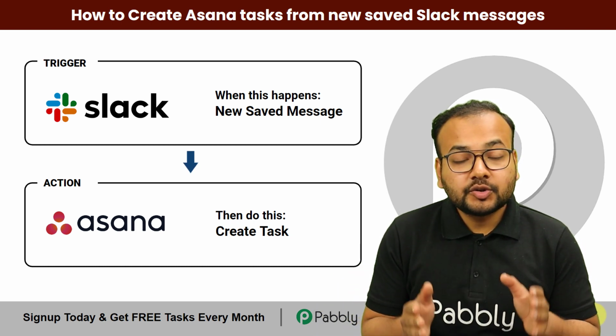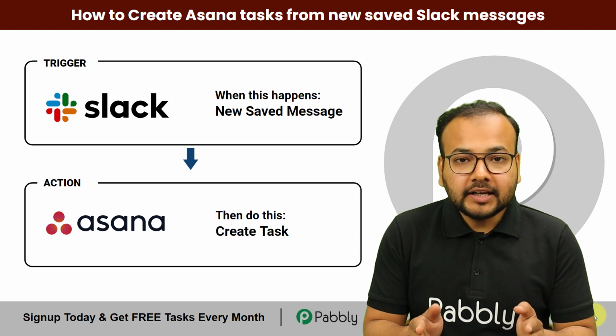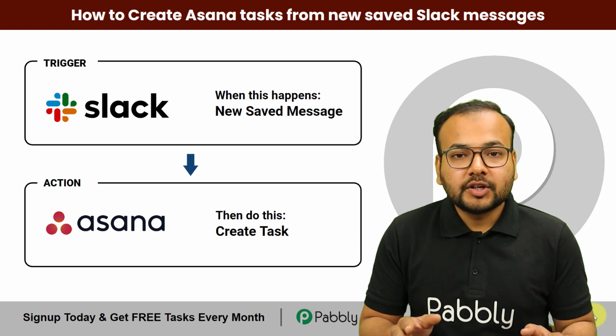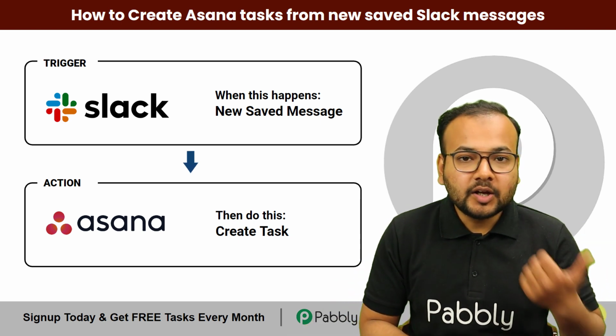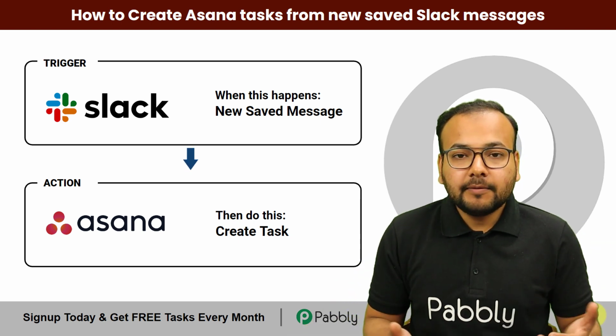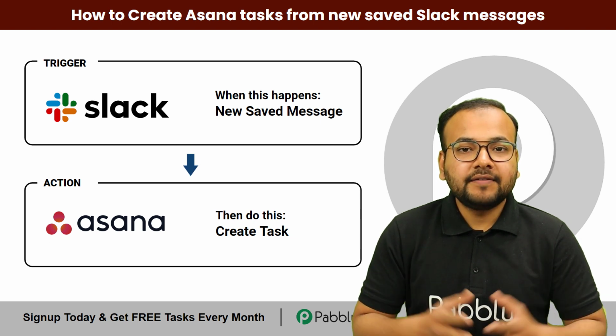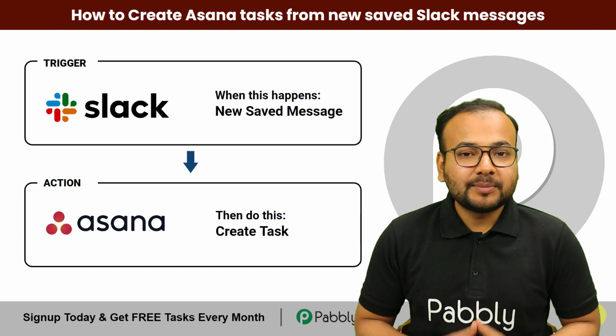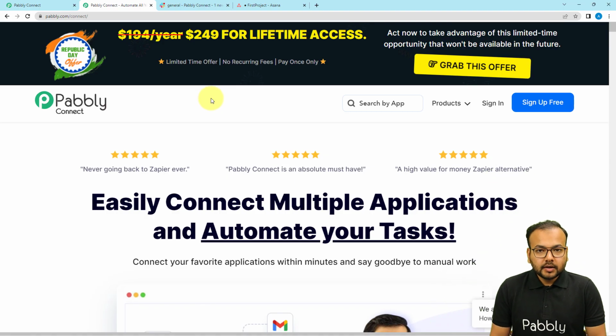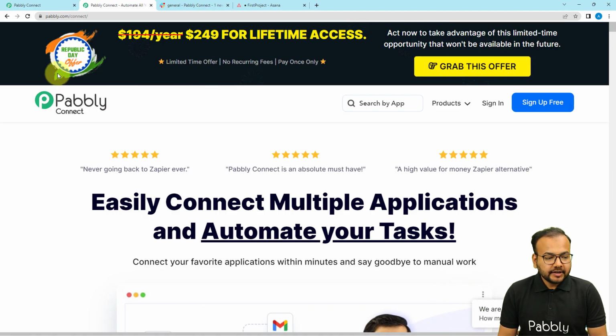This automation is going to do this automatically for you without any manual efforts. You just have to save a message in Slack and a task will be created in Asana. So it will be a great help for your team's productivity and efficiency. And we are going to set up this automation without any coding, super simply. Let's begin.